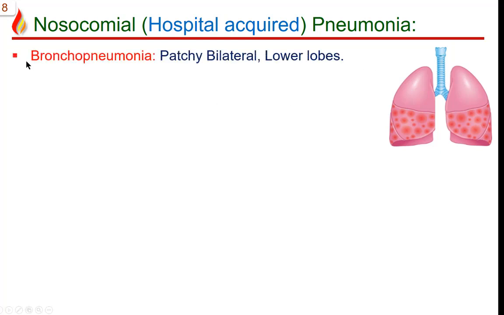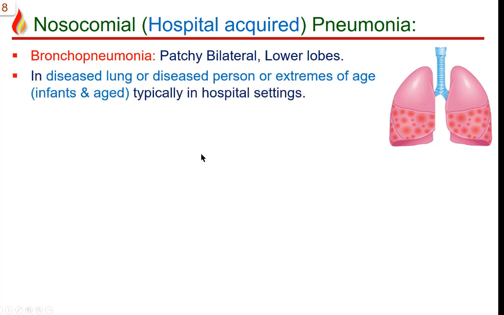They are morphologically bronchopneumonias because there will be tissue destruction, bacteria spread from one lobe to another lobe by destroying the tissue. And mostly lower lobes are affected because the fluid settles down by gravity. And this type of pneumonia is common in diseased lung or diseased persons or extremes of age, infants and very elderly, and usually in a hospital setting, but not necessarily all the time.